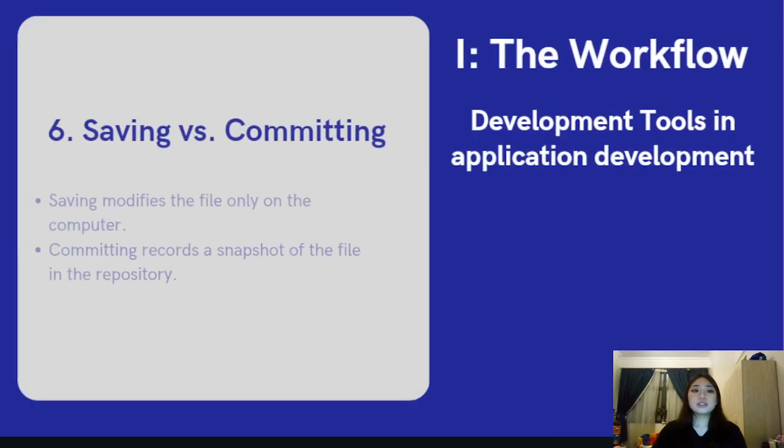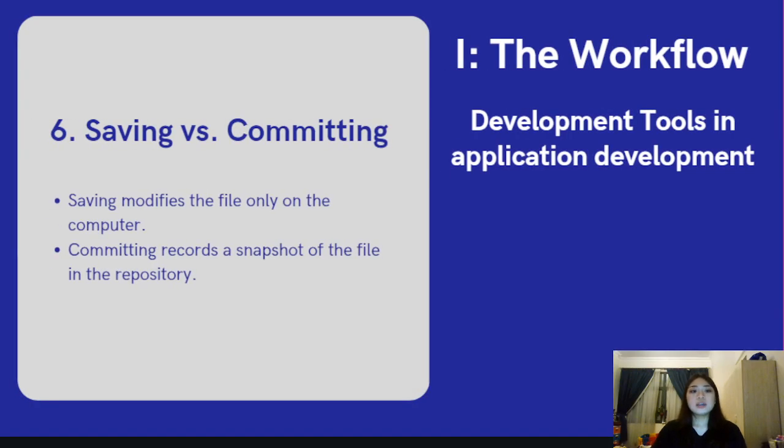Number 6. Saving versus committing. There is an important distinction between saving and committing. Saving modifies the file only on the computer, and committing records a snapshot of the file in the repository. So a commit preserves a version of the project and serves as a checkpoint.